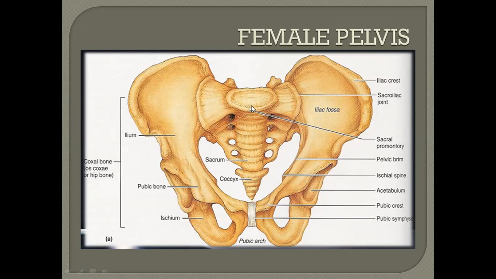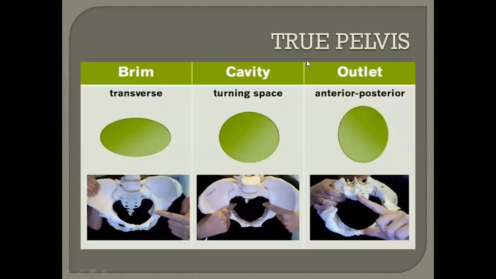The pelvis is divided into the true pelvis and the false pelvis. The false pelvis is above the pelvic brim. Here you can see the brim, and the part that comes above this pelvic brim is the false pelvis. The parts which include the brim, cavity and outlet are known as the true pelvis. This is the brim, otherwise known as the inlet. Here the biggest diameter is the transverse diameter, which extends between the two farthest points of the iliopectineal line.